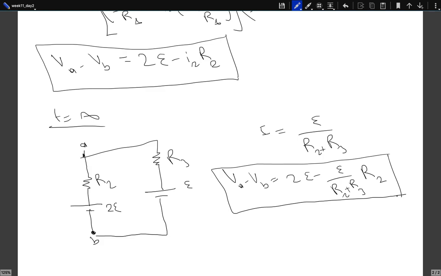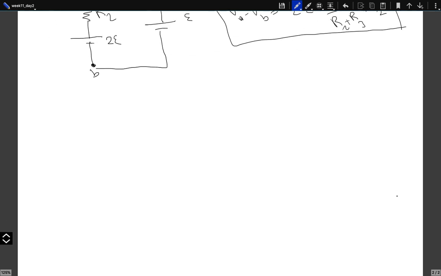Any questions on these two? Now let's come to part B. In part B, we are required to find I1 of t. Now this time as a function of time, not at t equal to 0, not at t equal to infinity.